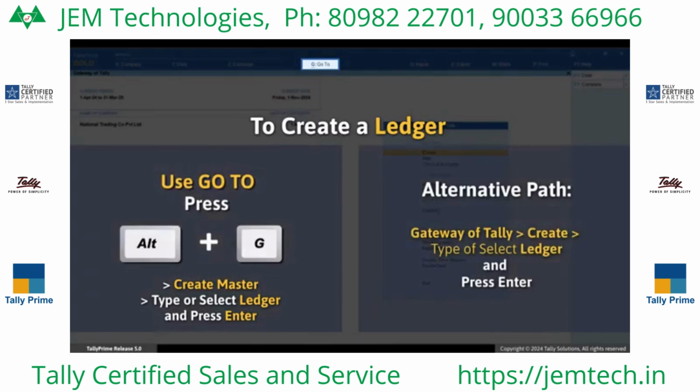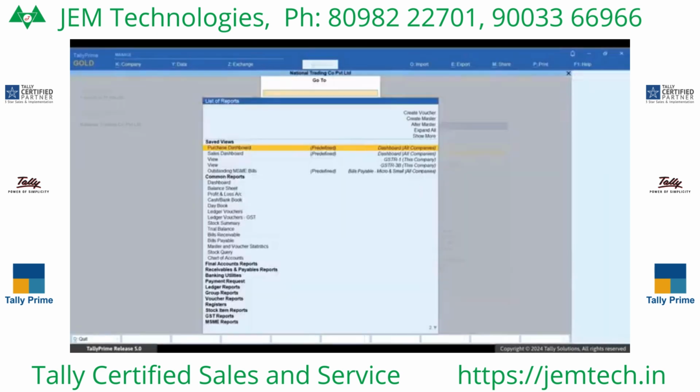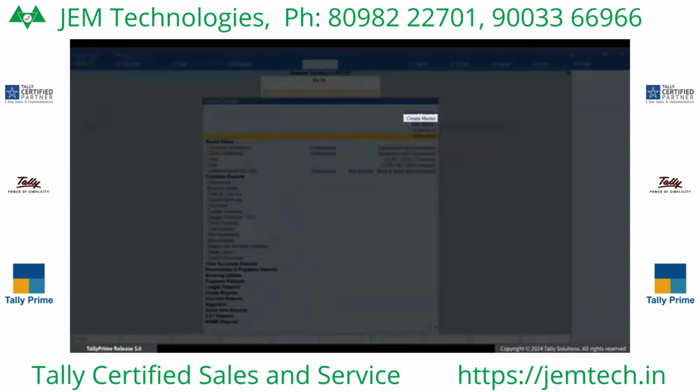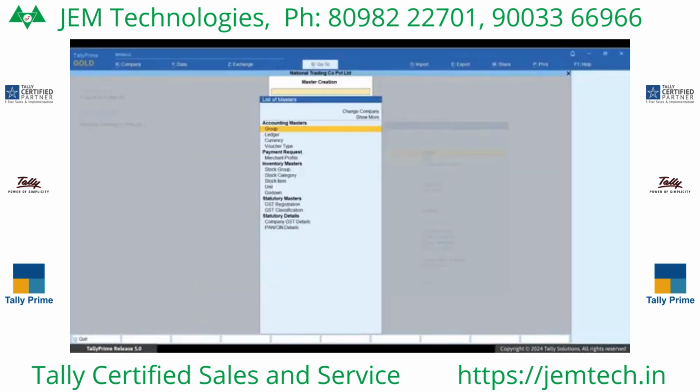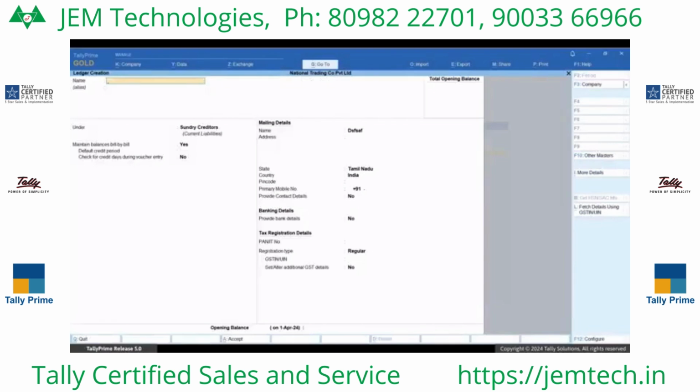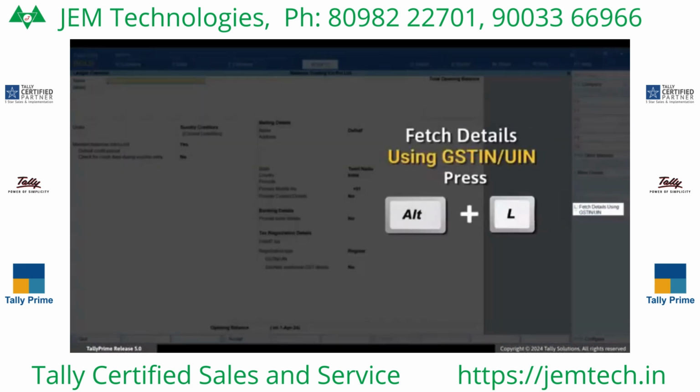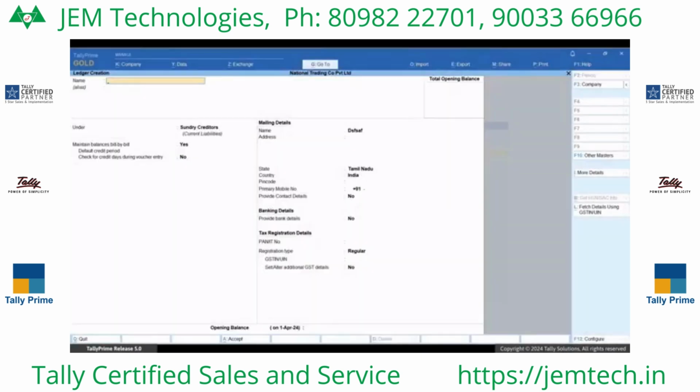Press Alt-G. Create Master. Ledger and press Enter. Press Alt-L to fetch details using the GSTN or UIN.